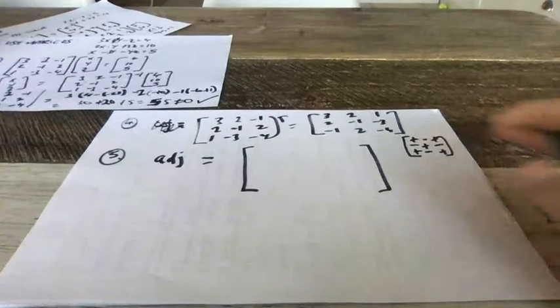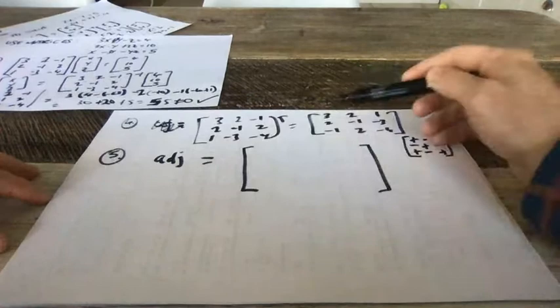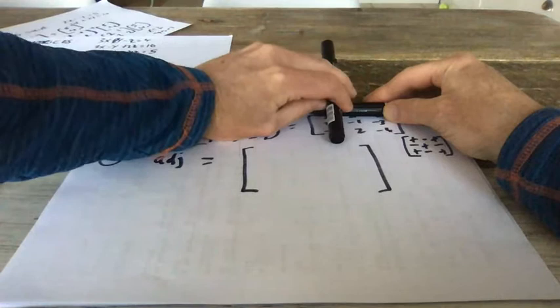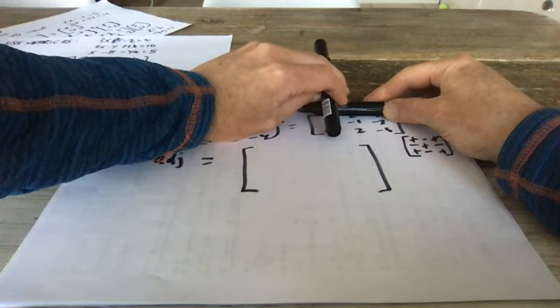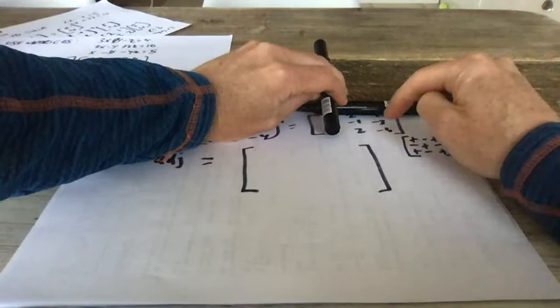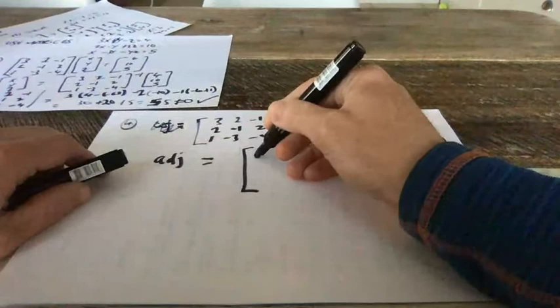So the first element here, you go to this element and you look at the determinant of what's left when you cross out the first row and the first column in the transpose. So this is 1 by minus 4, which is minus 4, and then minus 3 by minus 2, which is plus 6, but it's minus that. So I think you get 10 here.